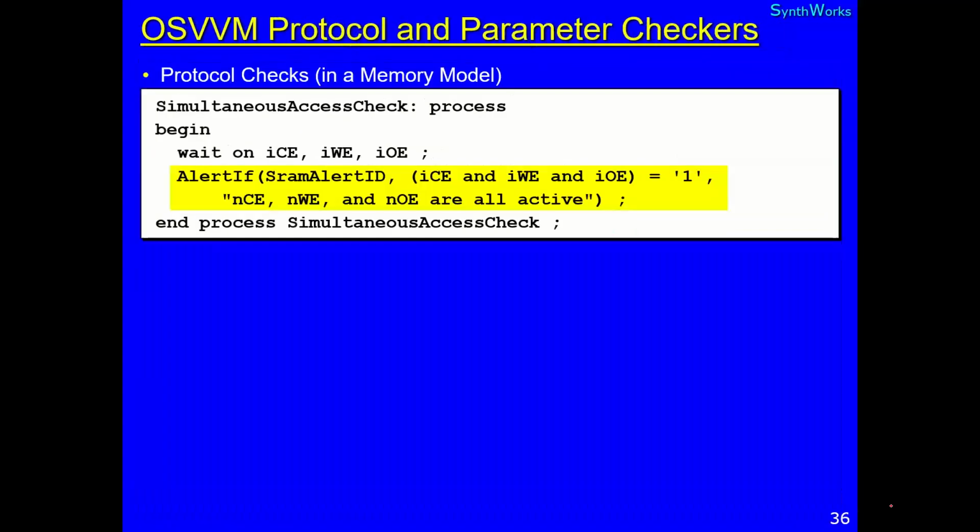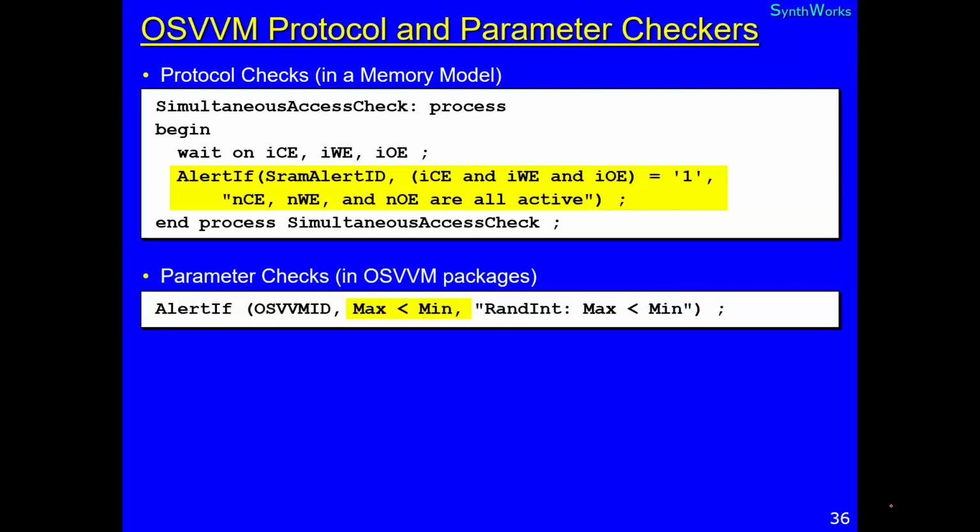All right. In OSVVM, we also have protocol and parameter checks. We use affirm and affirm if for self-checking, and we use alert for error checking. So here, alert if, and this is a very old memory, mind you, if we ever see chip enable, write enable, and output enable active at the same time, something bad just happened.